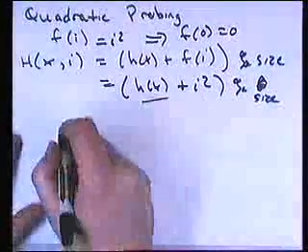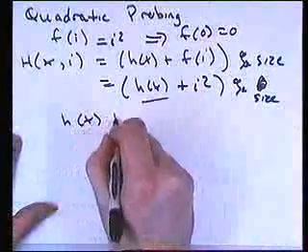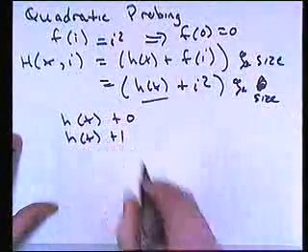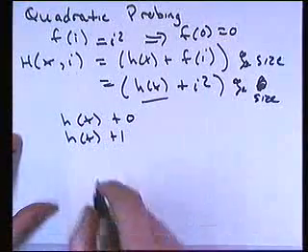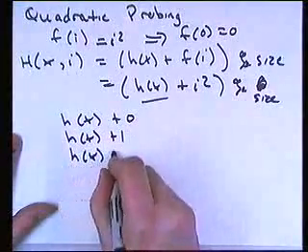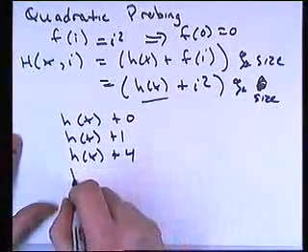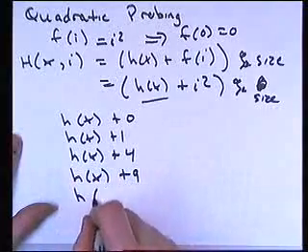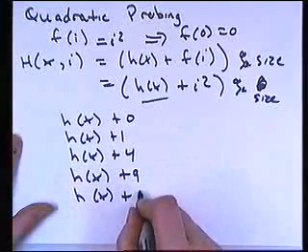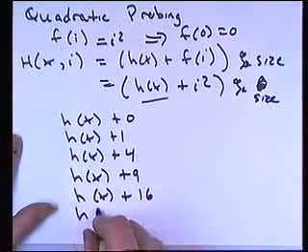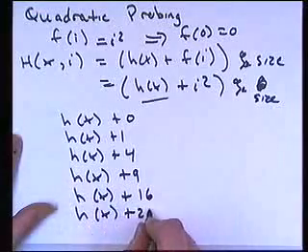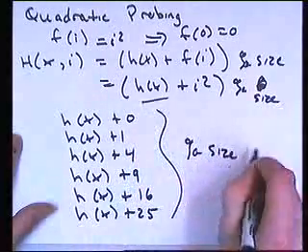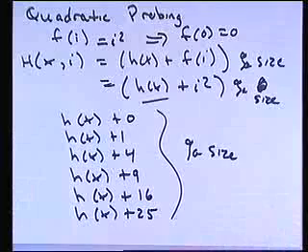And then what we're going to try progressively is, after trying h of x plus 0, which we always want to do, we'll then try h of x plus 1. And if that is a collision as well, we'll try h of x plus 4. And if that's a collision as well, we'll try h of x plus 9, then h of x plus 16, then h of x plus 25. So these, of course, as before, are all mod size. So eventually we wrap around the table.